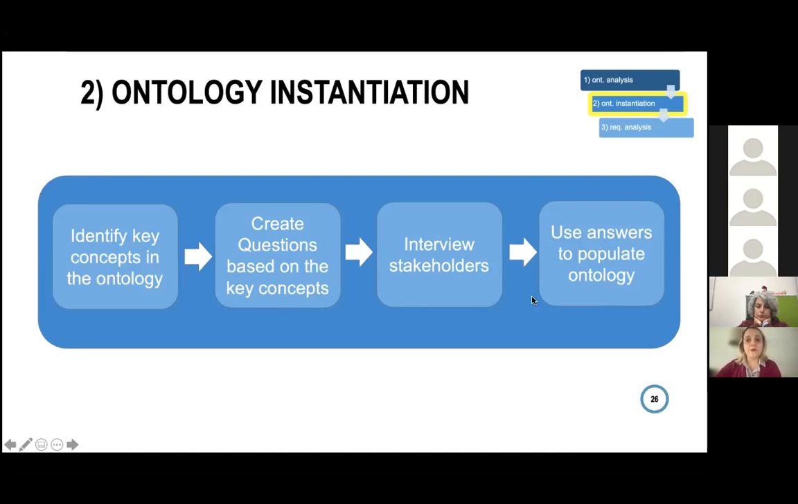When we say populate the ontology, we mean giving instances to the ontology, because up to this point, we only talked about the classes and not the instances, right? We were discussing all the concepts at the level of classes.